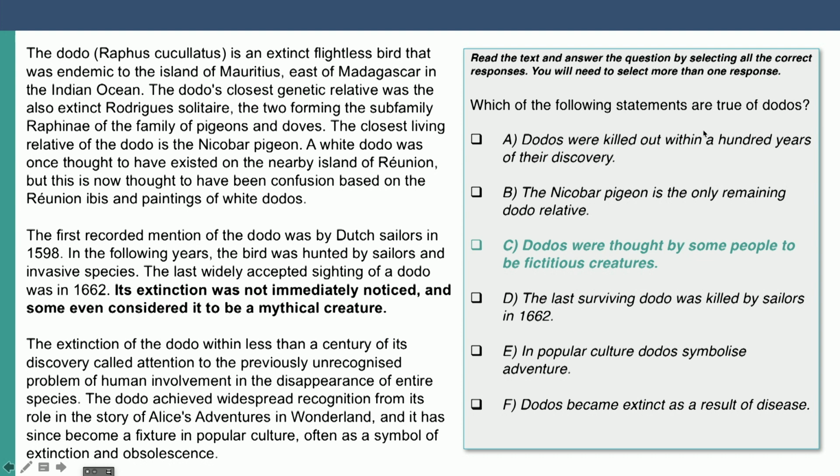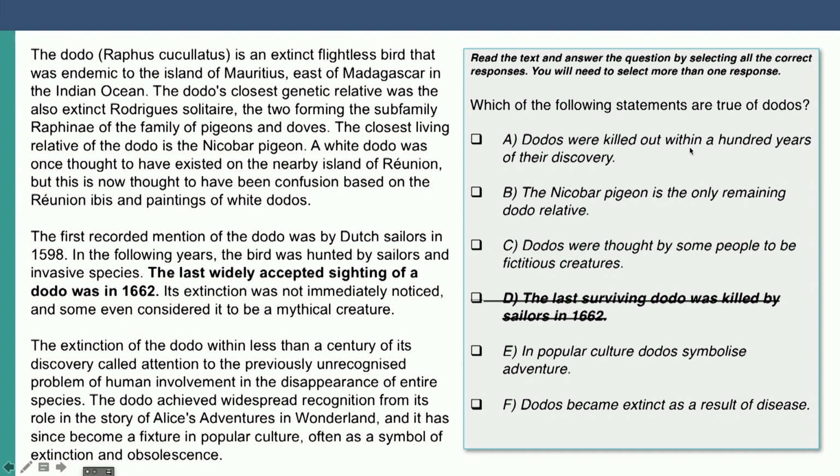Dodos were thought by some people to be fictitious creatures. Its extinction was not immediately noticed, and some even considered it to be a mythical creature. Fictitious, mythical, they are the synonyms there. These two statements say the same thing.